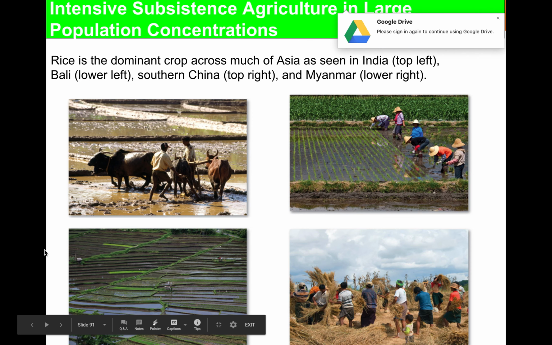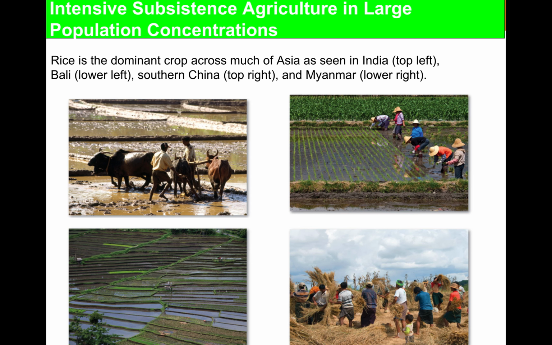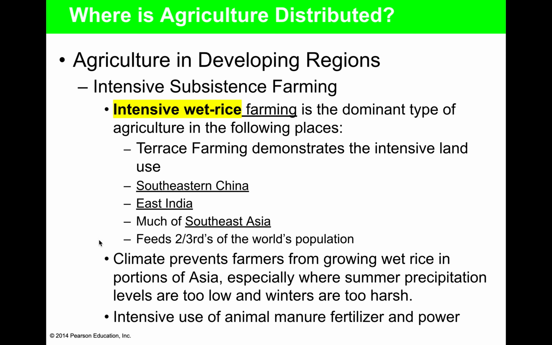Here are some other pictures showing the process, from flooding of the fields, which are called sawa or paddies, to the rice seedlings, to the plowing of the fields. Intensive wet rice, as already mentioned, is found in these regions of the world. It feeds 2/3 of the world's population.